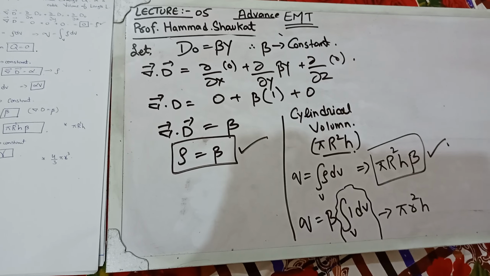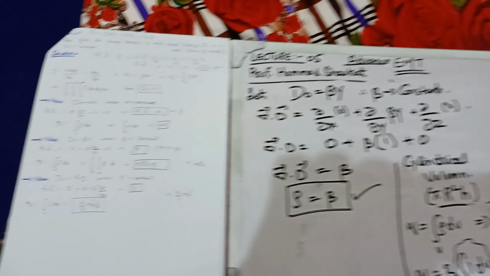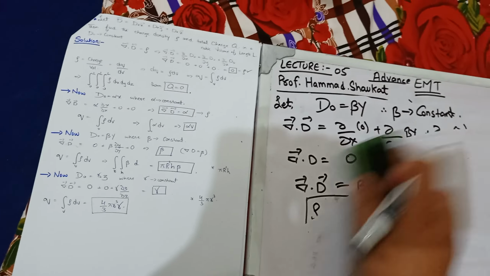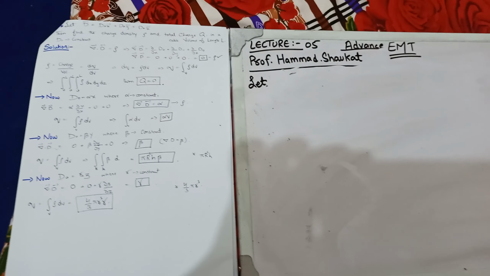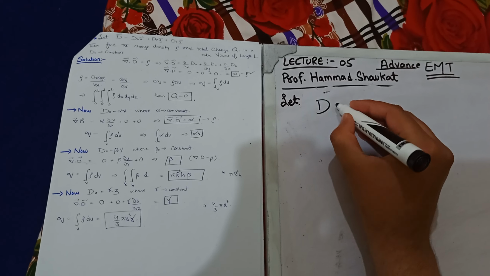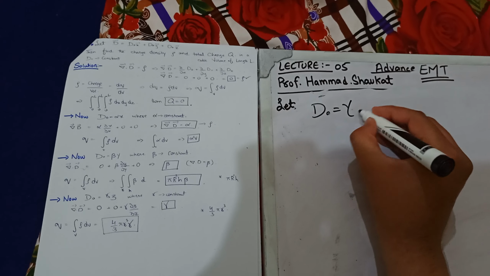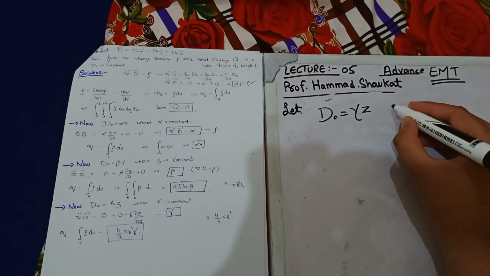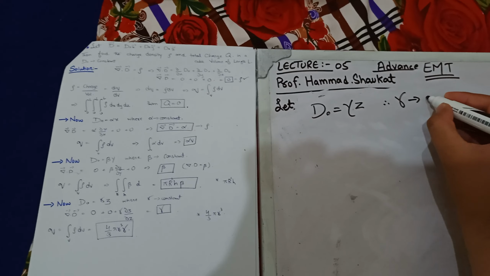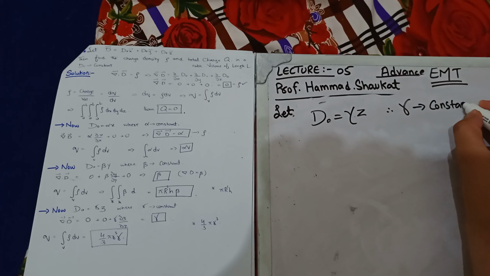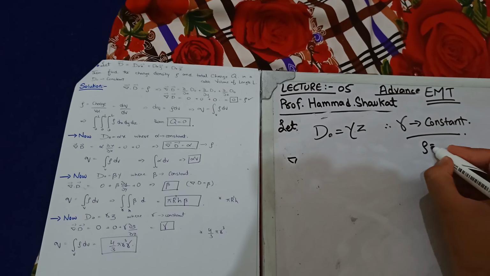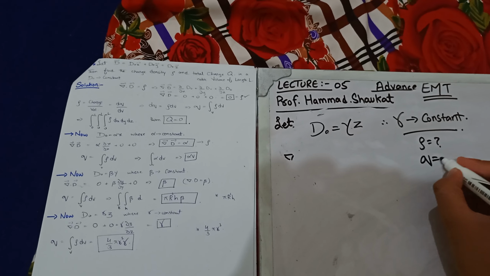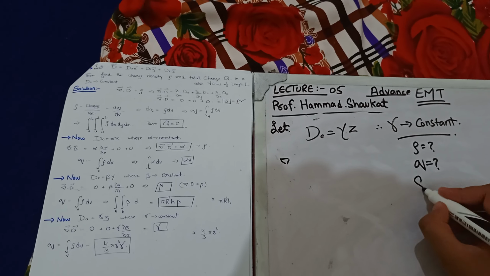So let's do our last example, in the case of spherical volume. Now our last thing is, let's suppose D naught equals gamma z, whereas gamma is a constant. Same thing, you have to find rho, your charge density, and you have to find the total charge in the case of spherical volume.